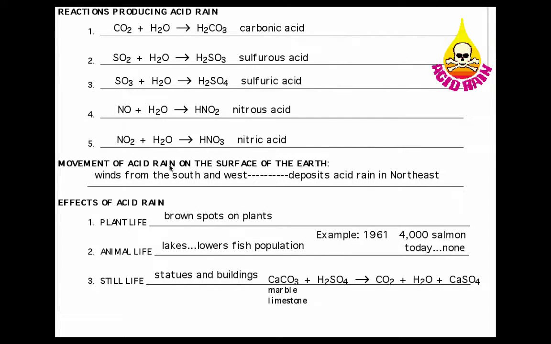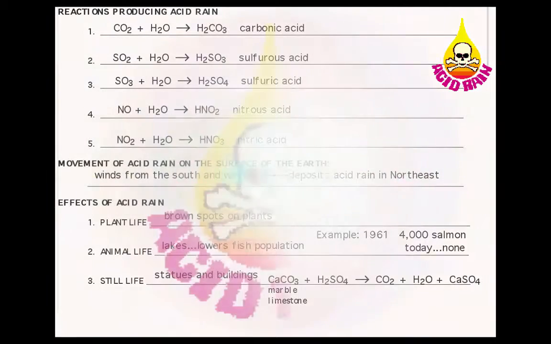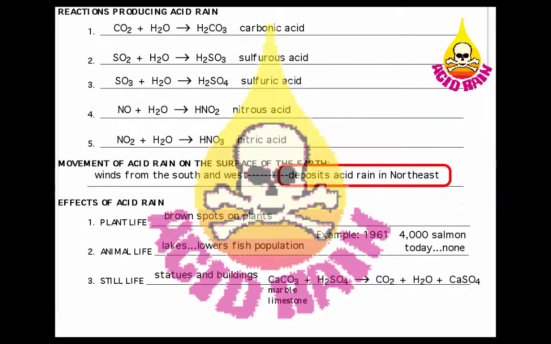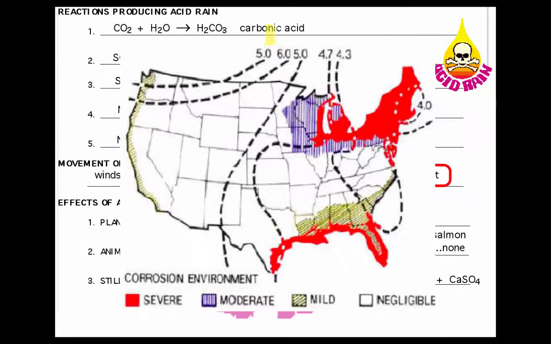acid. Now, as far as the acid rain in the United States, winds normally come from the south and the west, so that cloud cover, and then when it starts to rain, the highest acid rain content would be in the northeastern part of the U.S. So if you take a look at this little diagram, as you can see, the red has the higher acid rain content, which really means the lower pH, and so these areas are affected the most.